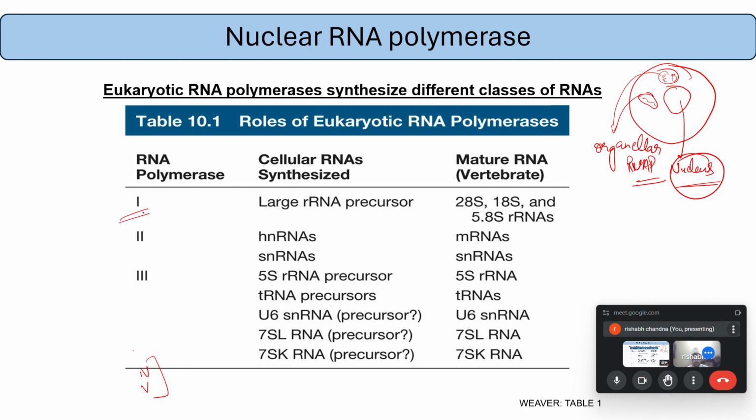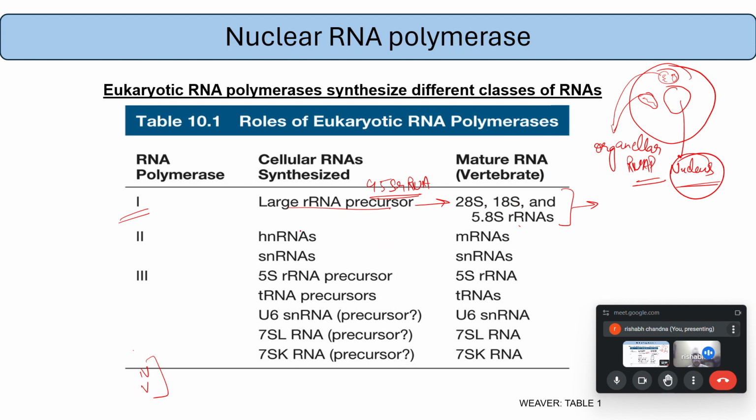Starting with the first RNA polymerase, it produces the rRNAs. It produces 28S, 18S, and 5.8S RNA from a 45S rRNA precursor. So it has a large rRNA precursor from which these three rRNAs are basically excised out.